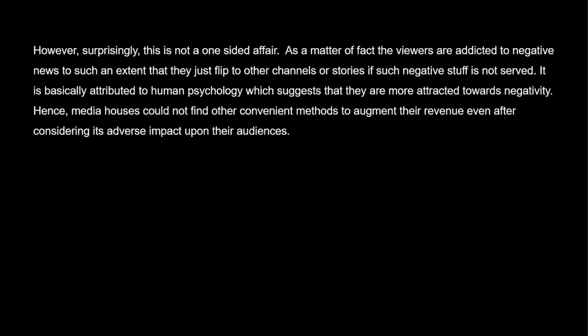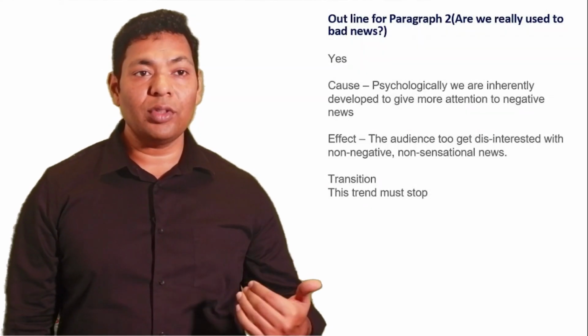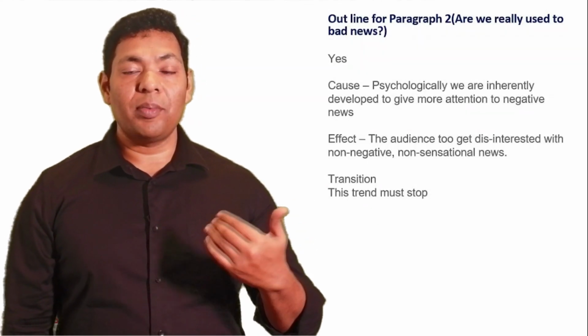The supporting argument in this paragraph describes how and why the viewers too are addicted to negative news, and hence both the parties are equally responsible for this kind of trend. The paragraph here ends with adverse impact, as we have planned in our brainstorming or planning section. This line acts as a transition where the discussion of negative impact is coined, and now this particular thing will be further described in the next paragraph.